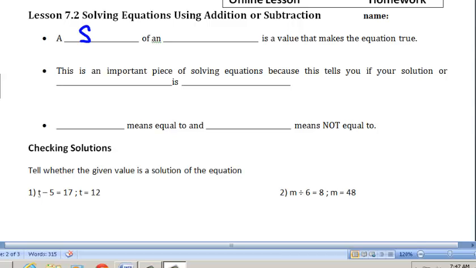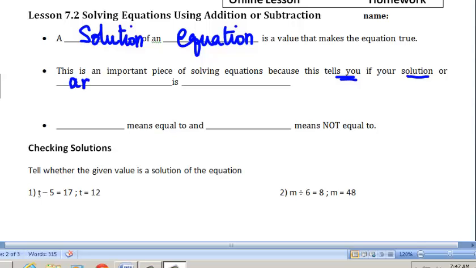A solution of an equation is a value that makes the equation true. This is an important piece of solving equations because this tells you if your solution, or when we say solution we just mean your answer to the problem, is correct. That's all we are doing. Is your answer correct?